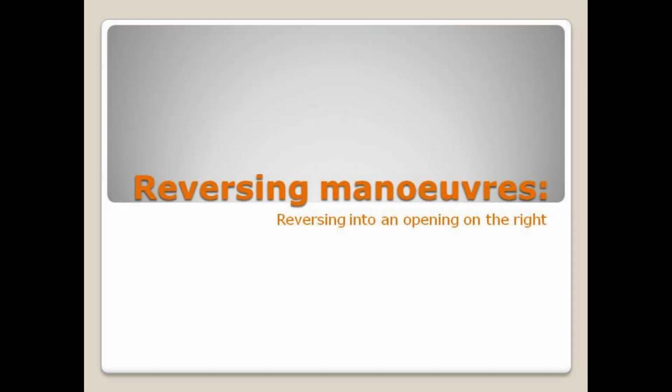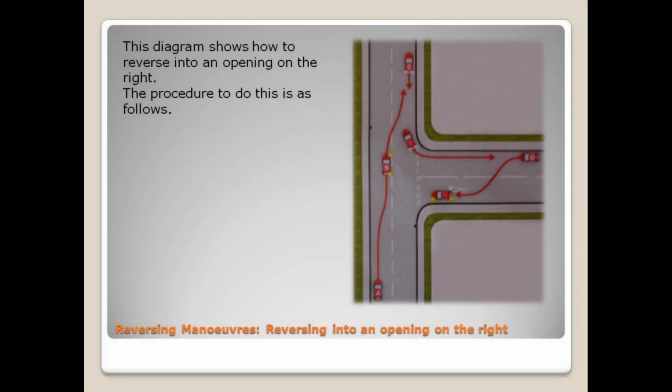Reversing Manoeuvres. Reversing into an opening on the right. This diagram shows how to reverse into an opening on the right. The procedure to do this is as follows. A-C. Use MSPSL on approach to the opening. Check it is clear and safe. Check mirrors at B and signal to cross to the right-hand side of the road. Stop 2 to 3 car lengths past the opening.